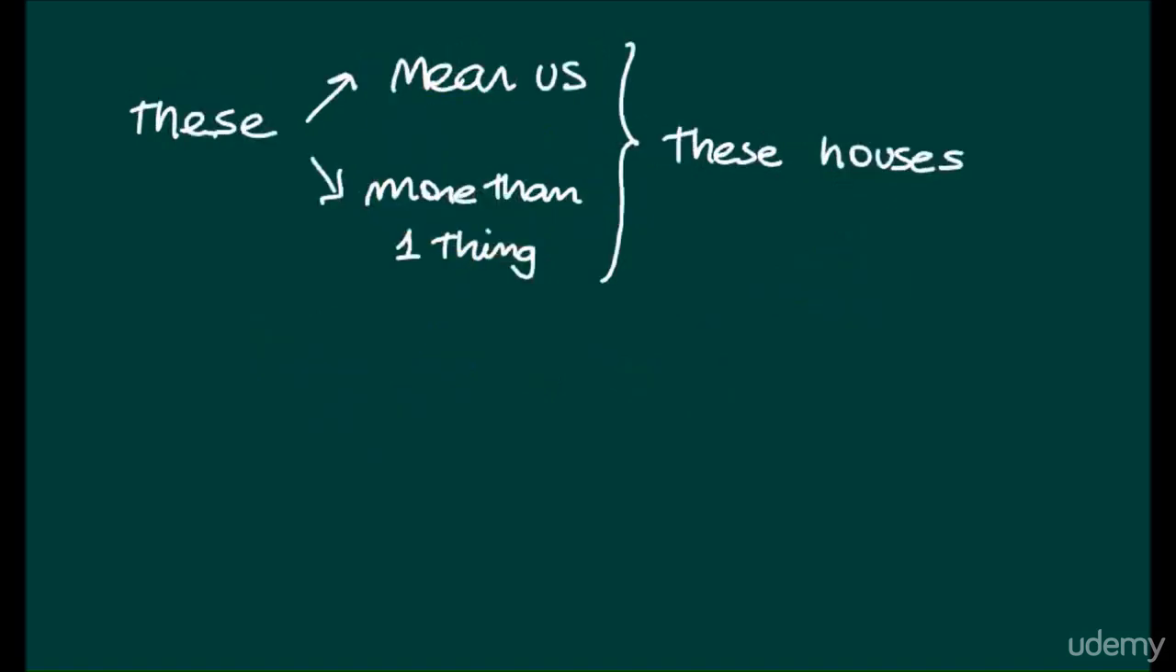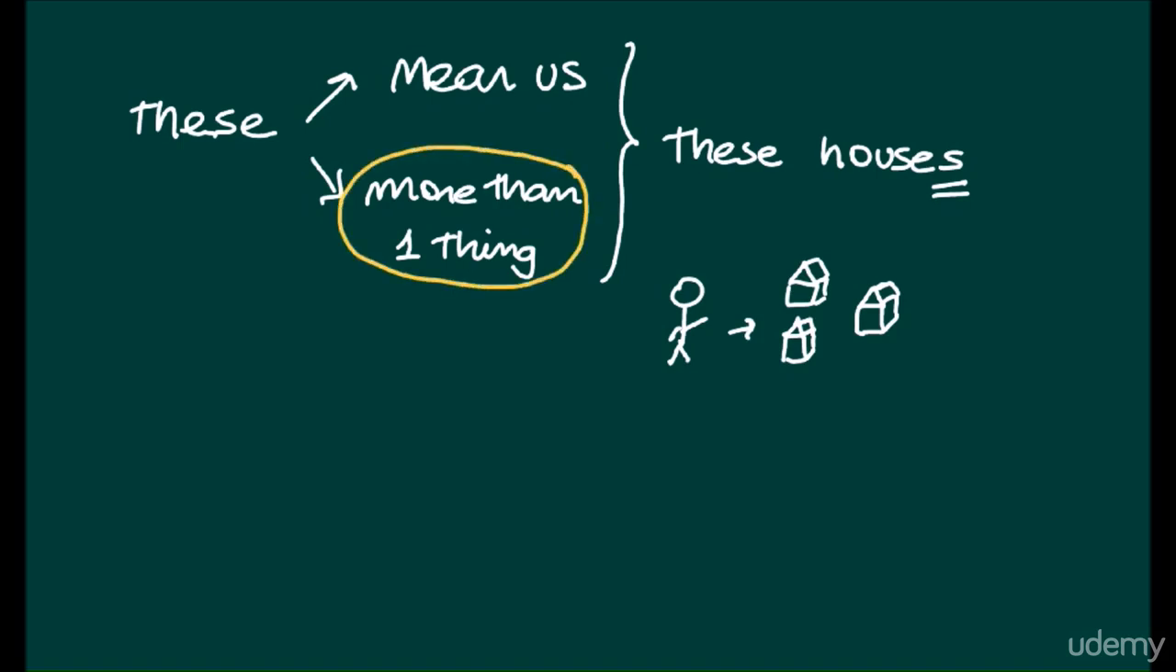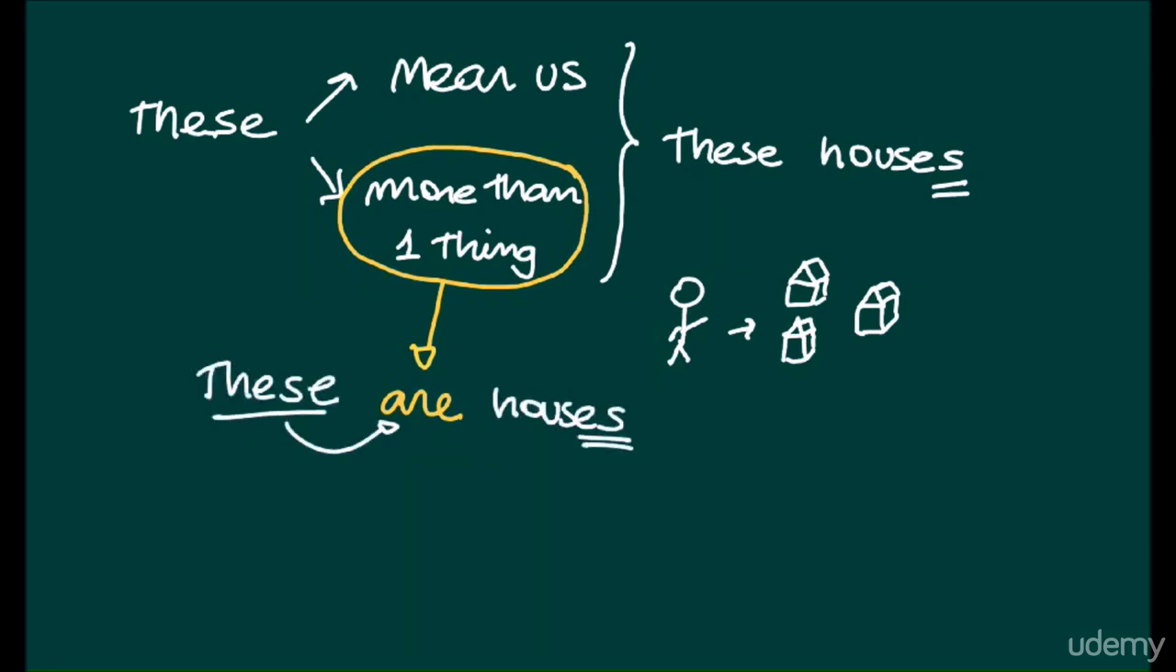We use these to say some things that are near us and that are more than one thing. For example, these houses. As these is for more than one thing, we have to use are if we are using the verb to be. For example, these are houses.